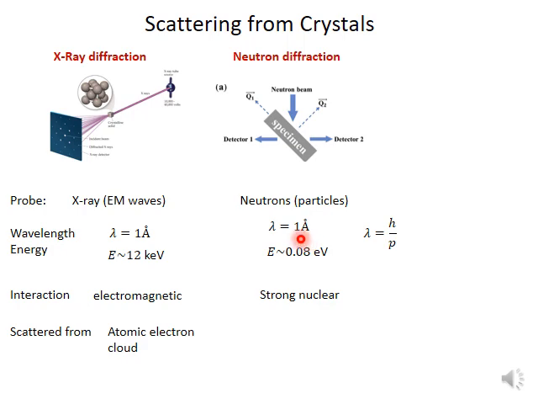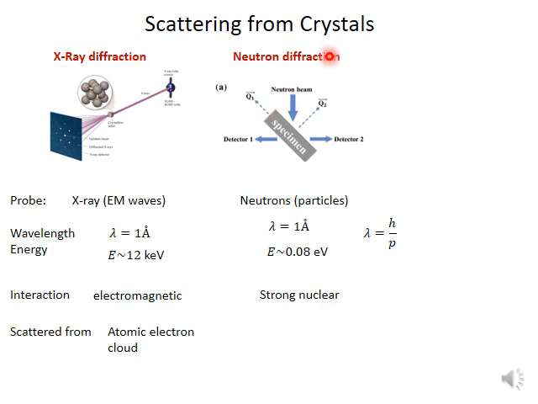And if you want a de Broglie wavelength of 1 angstrom, you need to give a certain kinetic energy to these neutrons, and this is on the order of, let's say, 0.08 electron volt for this particular de Broglie wavelength. What kind of interaction does this neutron have with the crystal?